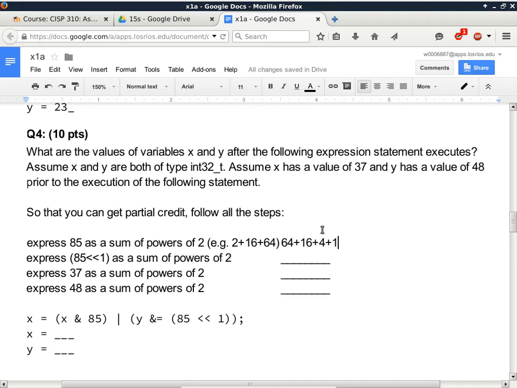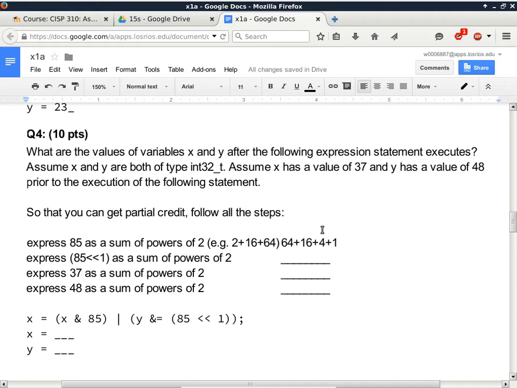Okay, so that is 85 as a sum of powers of 2. Now you can do this entire question if you get to the powers of 2, without looking at a binary number whatsoever. But this does make it easy to convert it into a binary number as well, so you can match up the positions more easily.